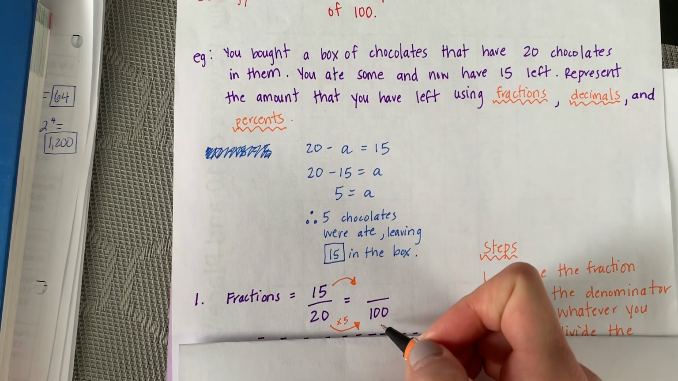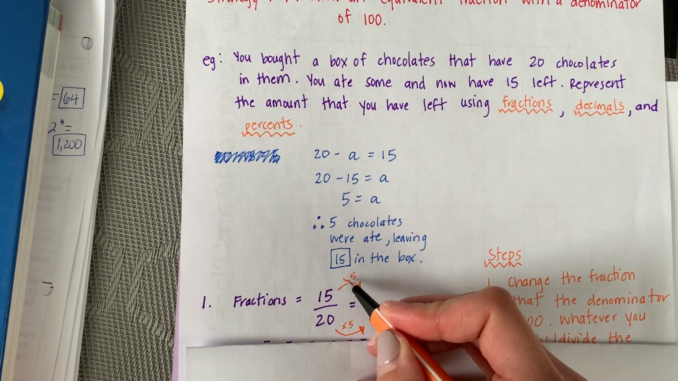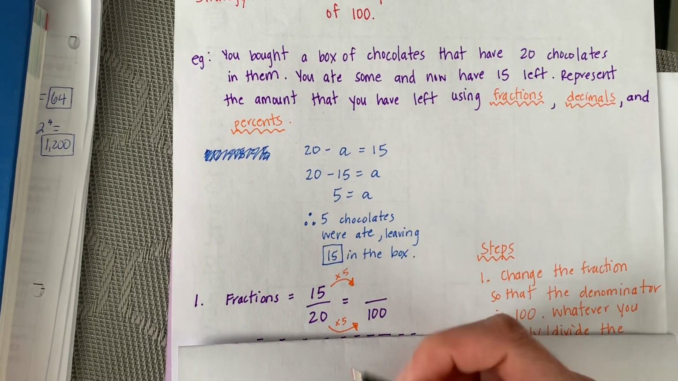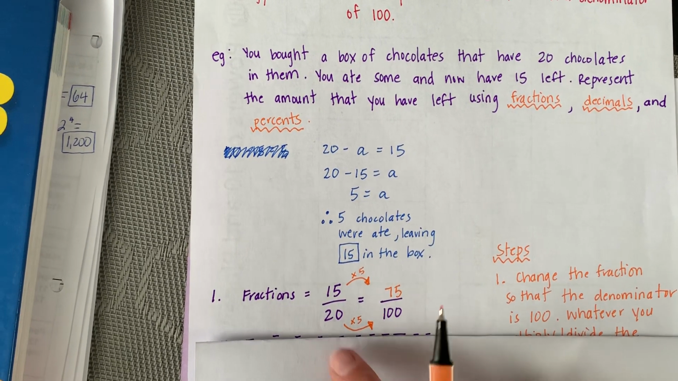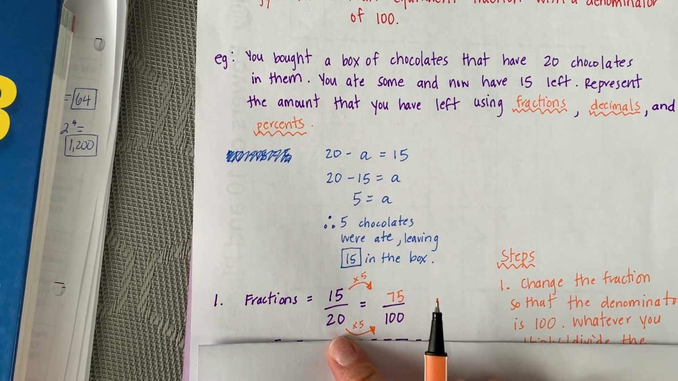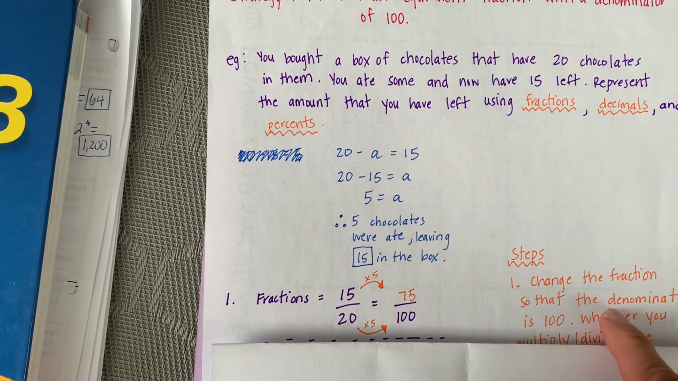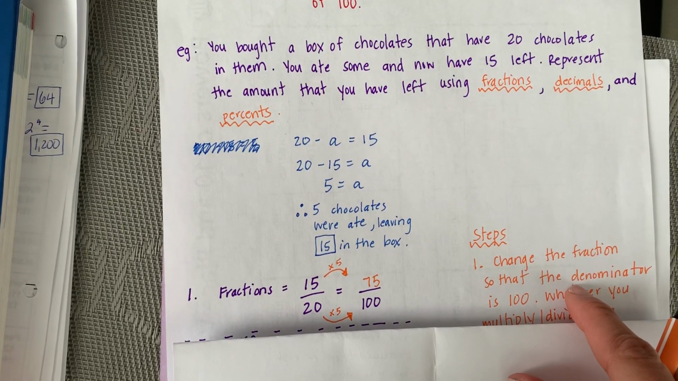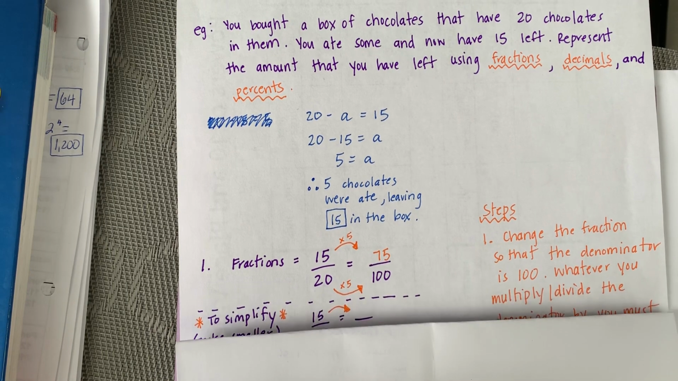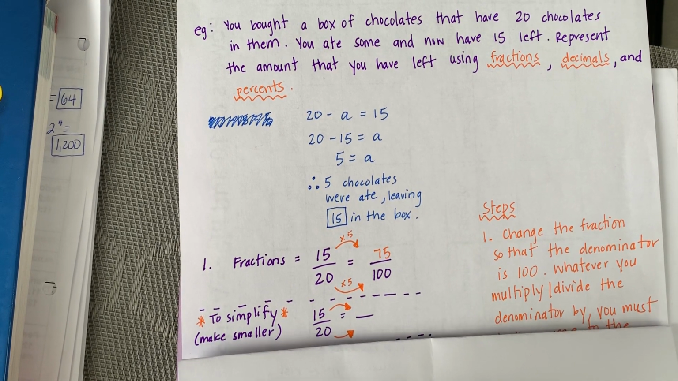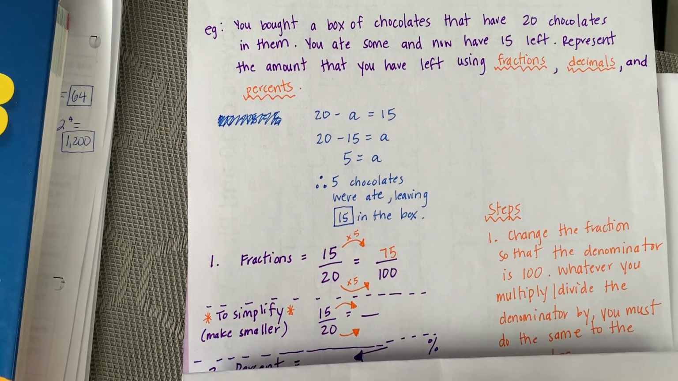So whatever I do to the bottom, to the denominator, I must do to the top as well. So I must multiply 15 times 5 for my numerator, which is going to be 75. So I have equivalent fractions here. 15 out of 20 is equal to 75 out of 100. On the side here, you can see I just wrote down that first step. It's also in the slideshow for you to review. It just says change the fraction so that the denominator is 100. Whatever you multiply or divide the denominator by, you must do to the numerator as well.